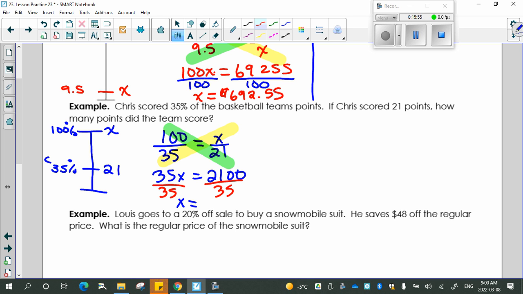X equals 60. So therefore, the team scored 60 points. Did anybody do that a different way and get the answer? Everybody use the proportion? Okay, great. All right, I'll let you try the next one.